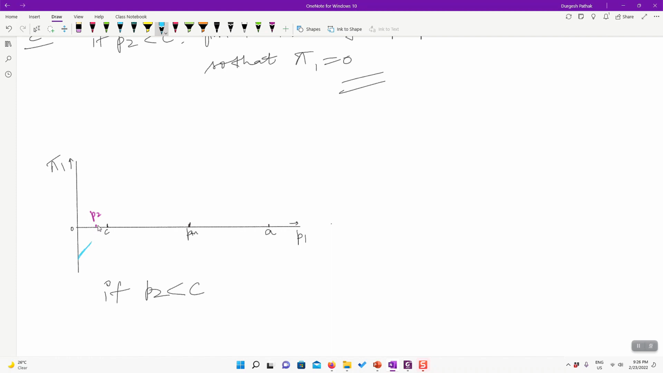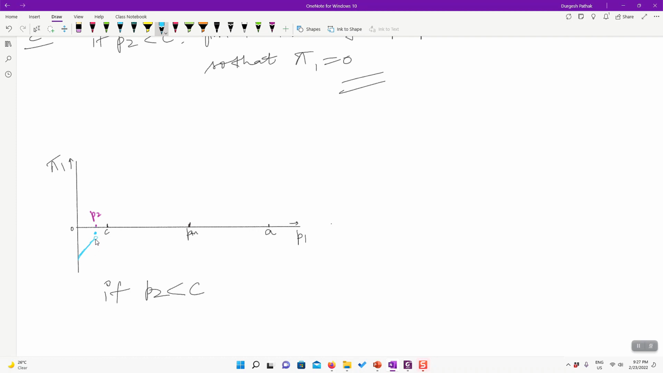The moment it charges P1 equal to P2, what will happen? Both will share the market equally, and because Firm 2 was earning losses, Firm 1 will share half of the losses, so the profit will be here, and that's why at that particular price we will have a hollow circle here in the profit function.